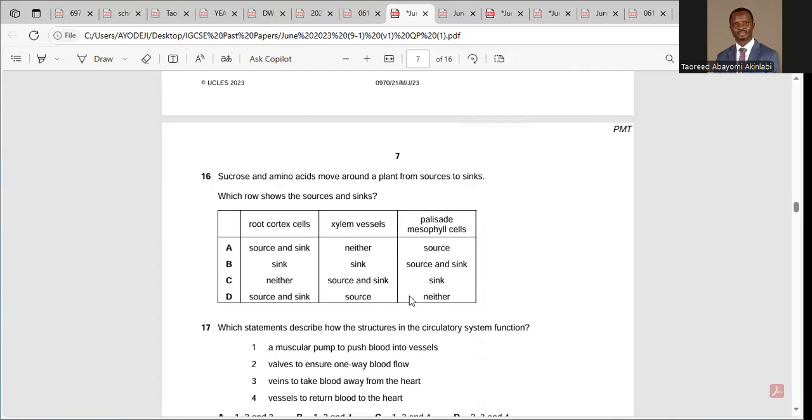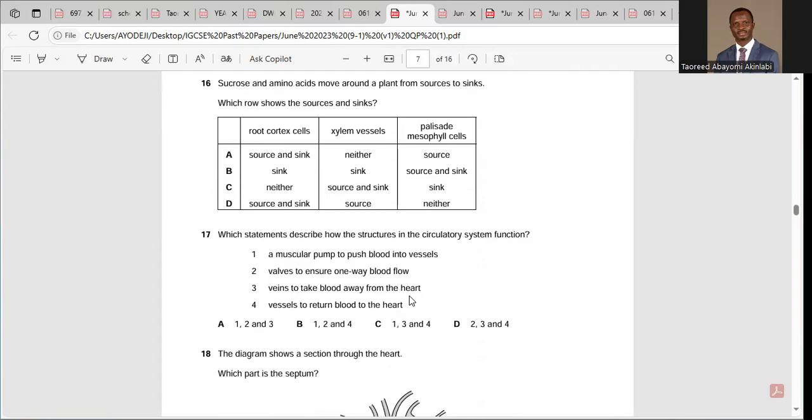For question 17, which statement describes how the structures in the circulatory system function? We have a muscular pump to push blood into the vessels, that's correct, that's the heart. Valves to ensure one-way blood flow, that's correct. Valves are in the heart and also in the veins. Veins to take blood away from the heart, that is wrong. Veins take blood into the heart. And vessels to return blood to the heart. Definitely vessels also return blood to the heart. That means the correct option there will be option B, 1, 2, and 4 for question 17.